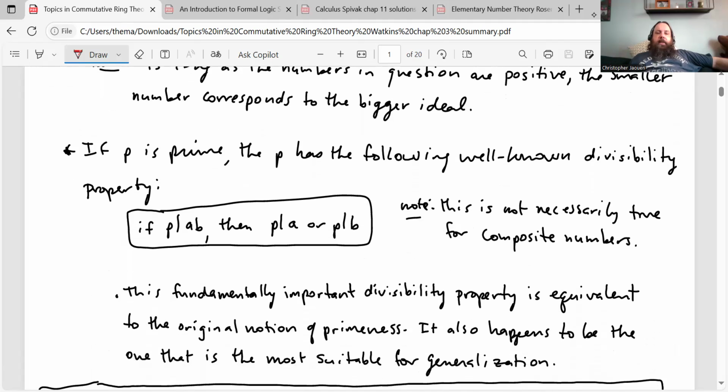If p is prime, then p has the following well-known divisibility property. Again, this is something we talked about in the Niven book in section 1.3, so check that video out if you haven't seen it. If p divides ab, then p divides a or p divides b. Just be careful: this statement is not necessarily true for composite numbers, but it's a property of primes.